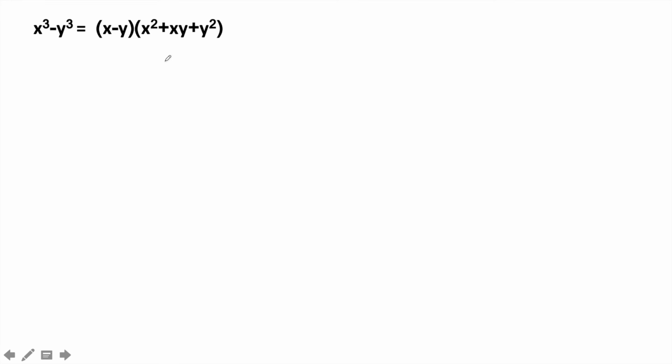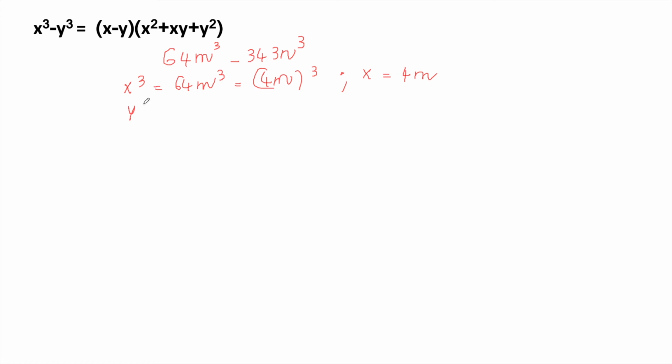Next example. X cube minus y cube is equal to x minus y into x square plus xy plus y square. So I am writing an example like 64m cube minus 343n cube. Okay, so this is clearly in the form of x cube minus y cube. So we should use this particular method for factorizing this. Here x cube is 64m cube, that means 4m the whole cube. So x is equal to 4m.